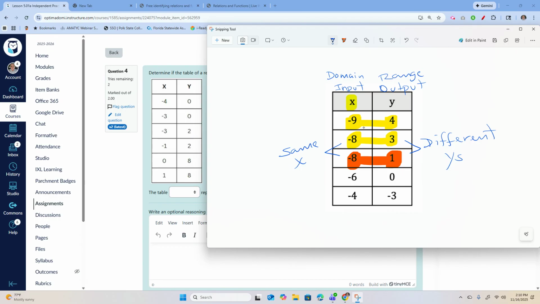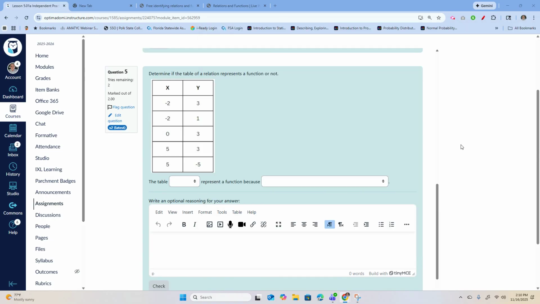So when you have the X repeated, I think I mentioned this in a previous problem, most likely the relation, the matching, the pairing in a table, is not going to be a function if you have the X repeated. And that's how you do problem number 4.